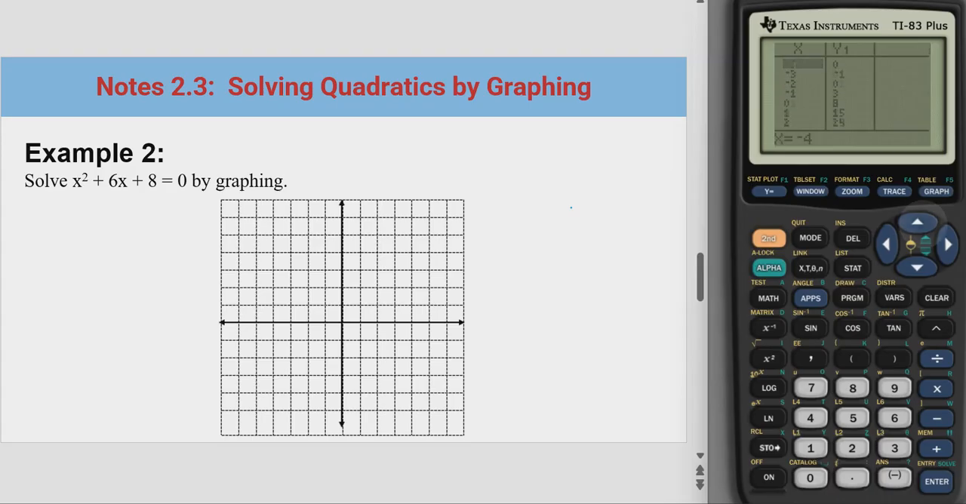When we're graphing, we're looking for the symmetry in the data. So I see that -3, -1 is my vertex. And then I have points here and here, and here and here. So I know that my solution is x equals -4 and -2.